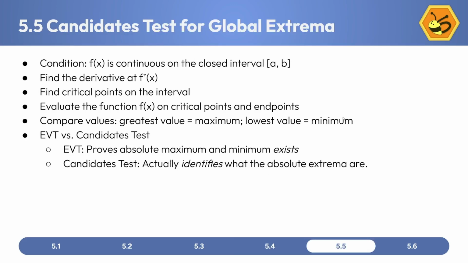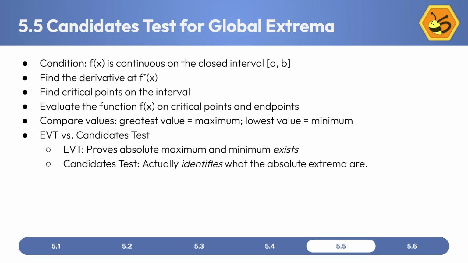Okay, so our next topic is the candidates test for global extrema. Global extrema and absolute extrema are the same thing. So we're trying to find our absolute slash global extrema with this test. The condition is we must have a closed interval [a, b]. The steps for using the candidates test: first, we take the derivative and find the critical points, similar to everything else. Then we evaluate f of x at the critical points and endpoints, and then we compare the values, whether it's the greatest value for the maximum or the lowest value for the minimum.